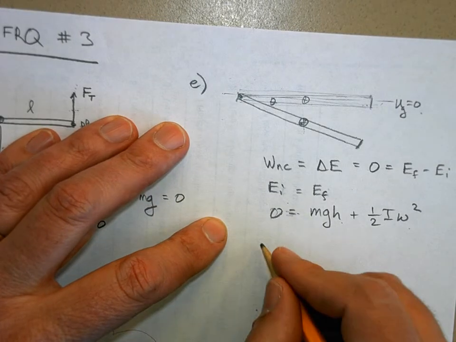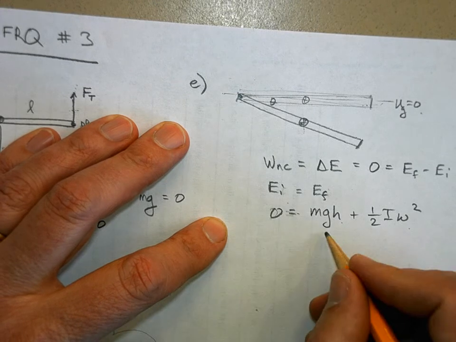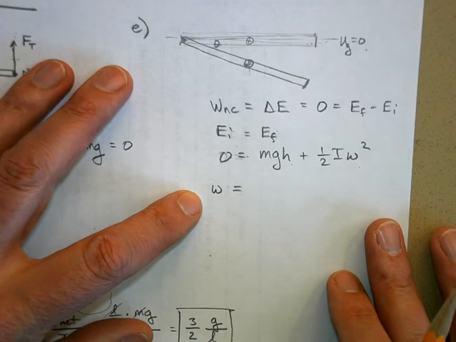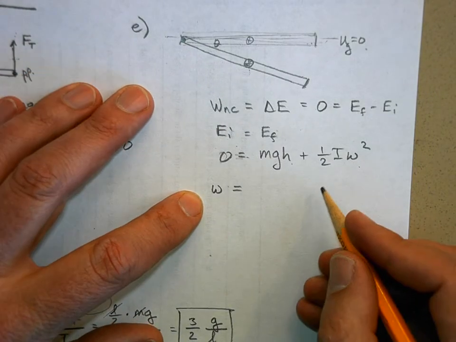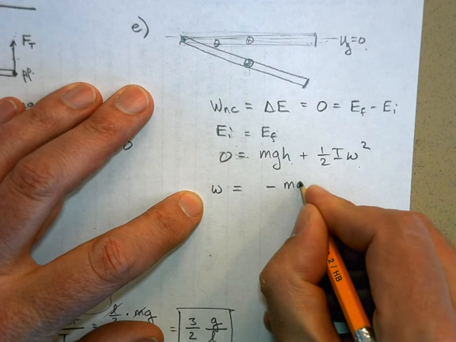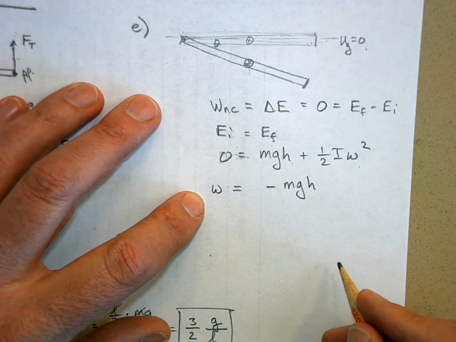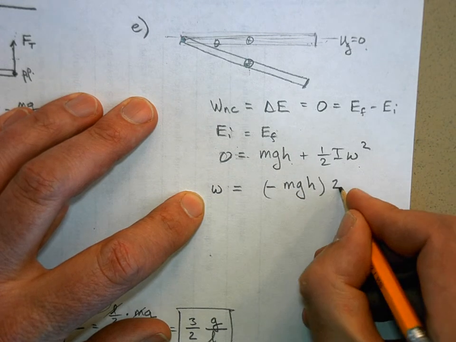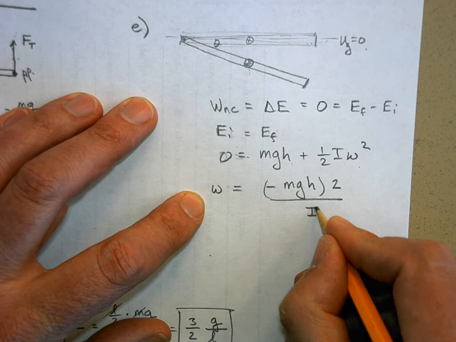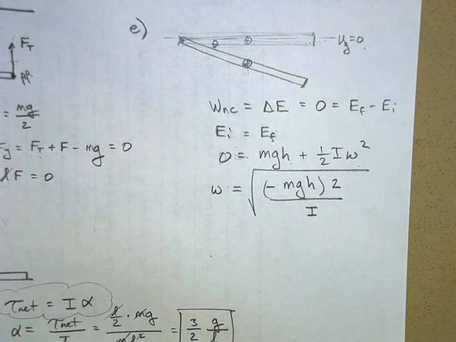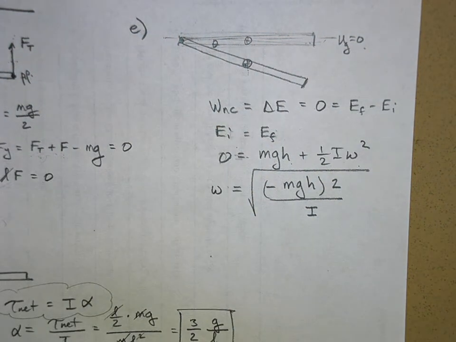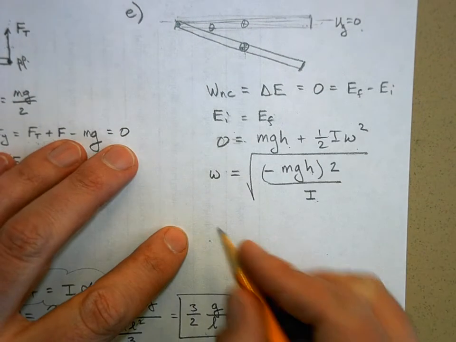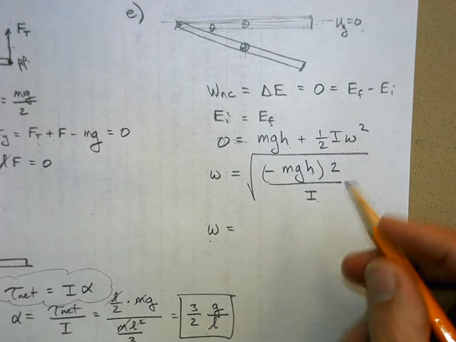Let's do this. We can solve for omega now. Omega is going to be minus mgh, and then we take all of that, multiply it by 2, divide by I, and take the square root. Now we can plug in what we know about I, and we can plug in what we know about h, and then we'll essentially be finished.